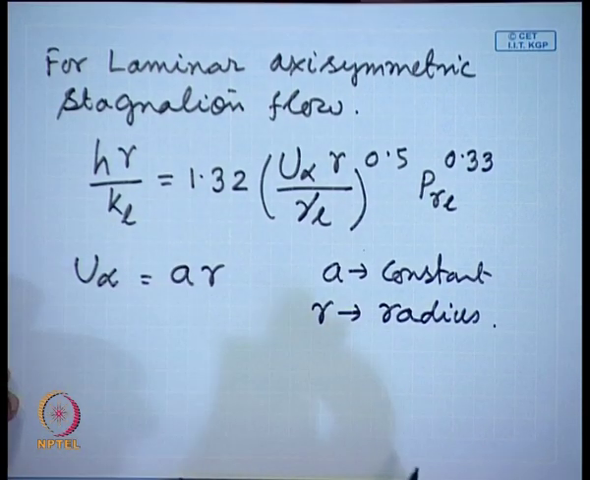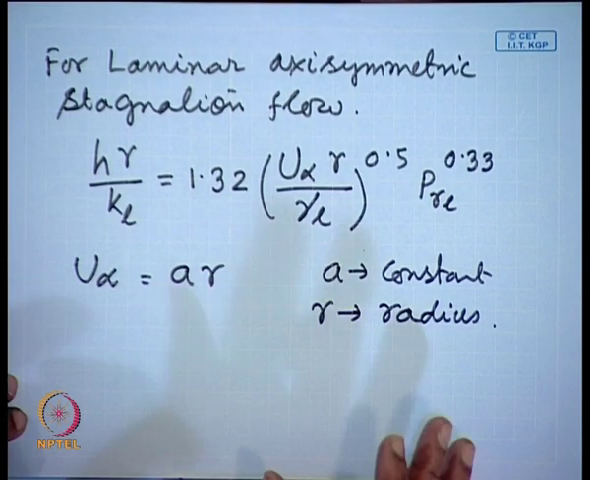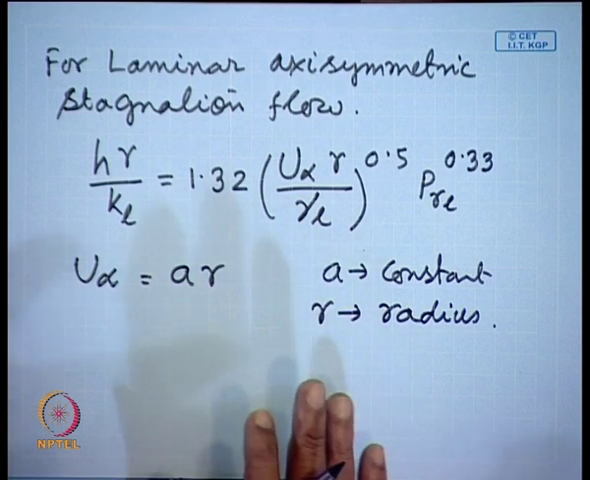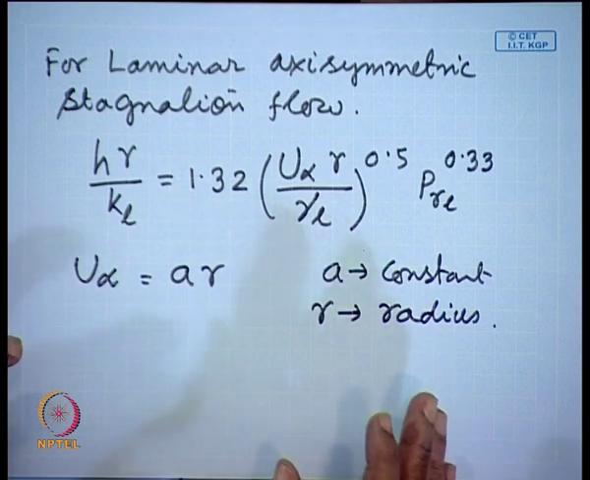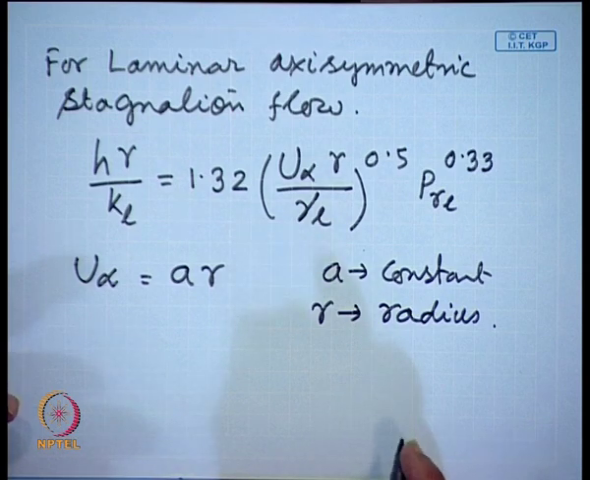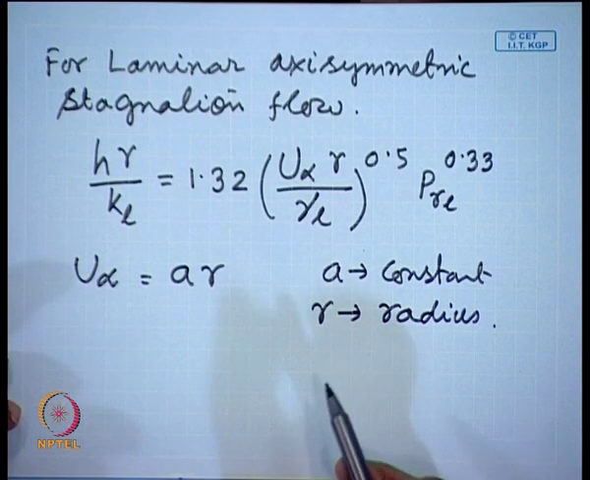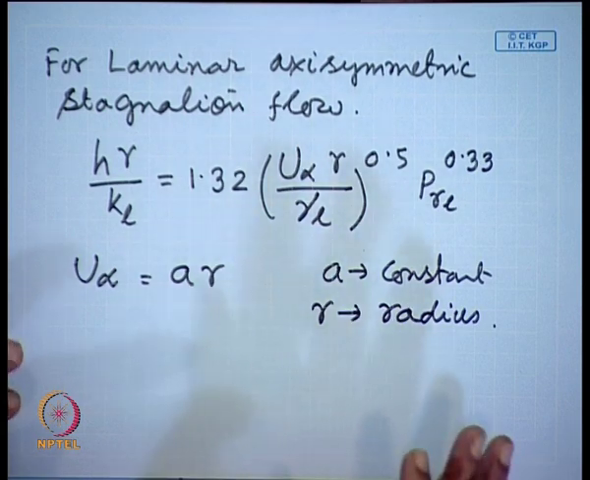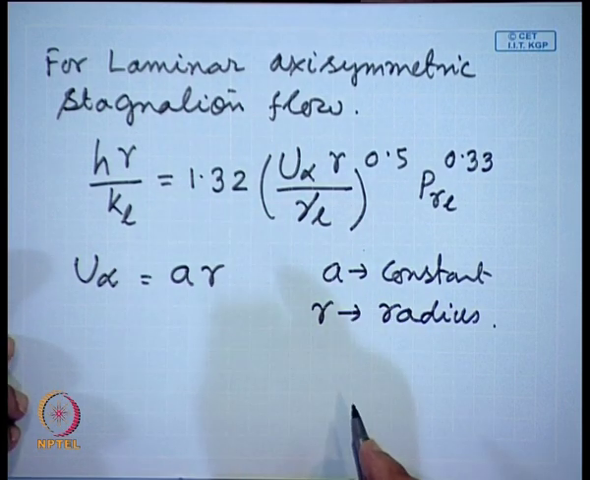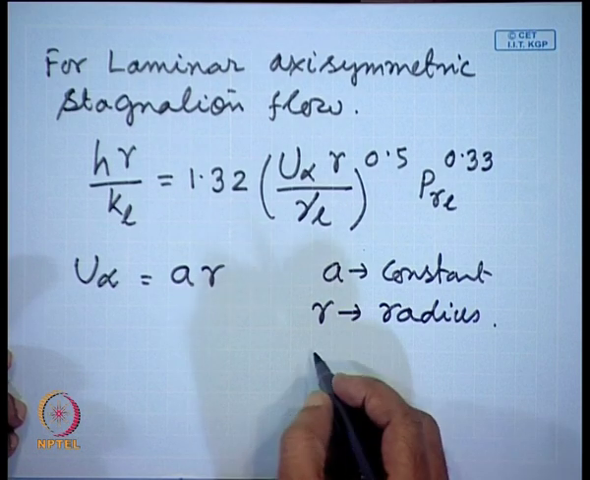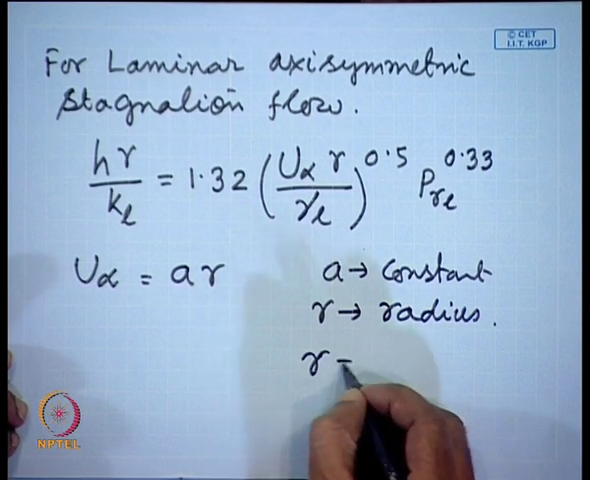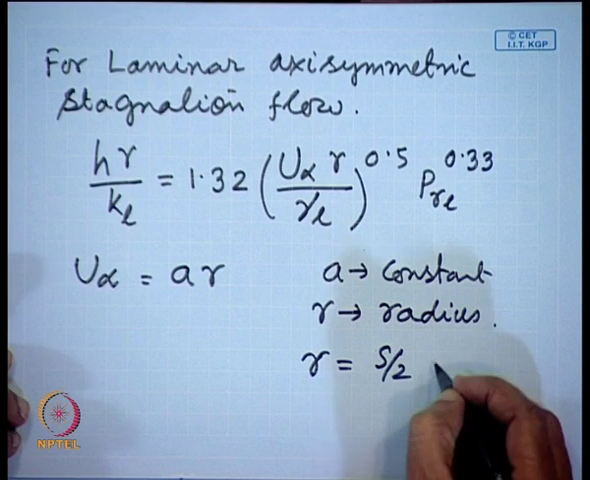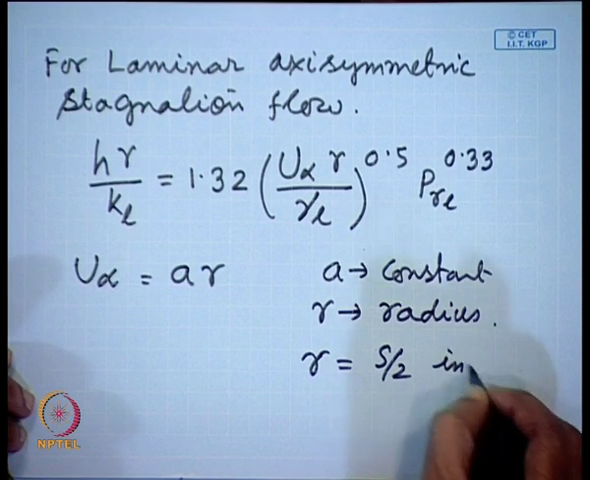Okay. And here we are assuming that the bubble columns are distributed in a regular array, and the radius of the zone which is affected by a bubble column is given by S by 2. So, that means r is equal to S by 2 in the present case.